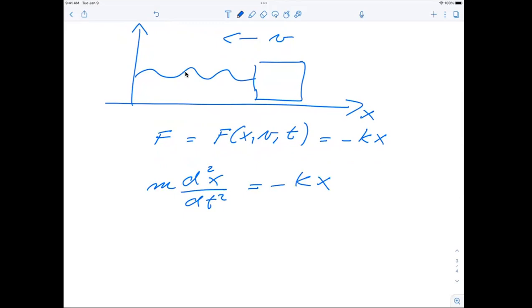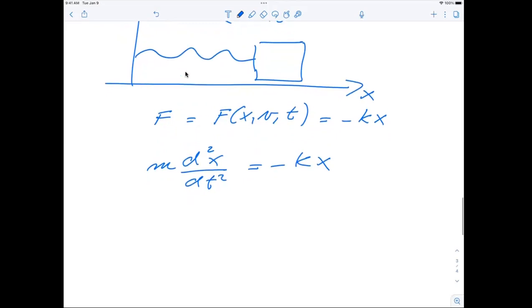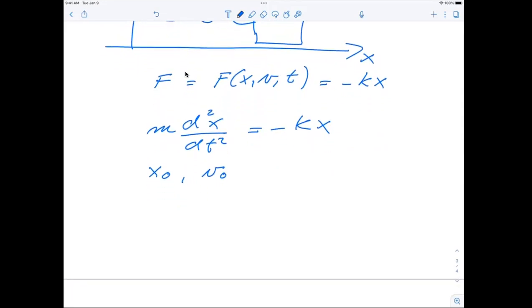And then we can rewrite this in terms of initial conditions. We can reformulate the problem. So we will define an initial position, x0. We will define a v0 here. And we can now divide away the mass. So we can rewrite the equation: the second derivative of x with respect to t is minus k divided by m times x.